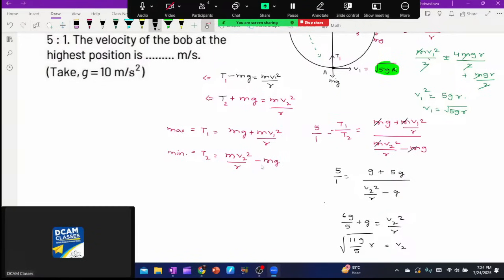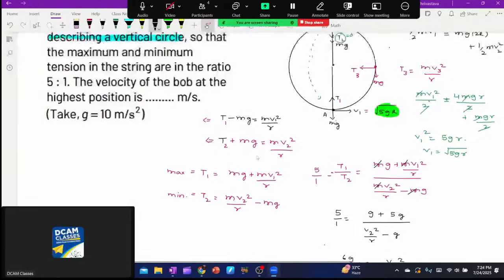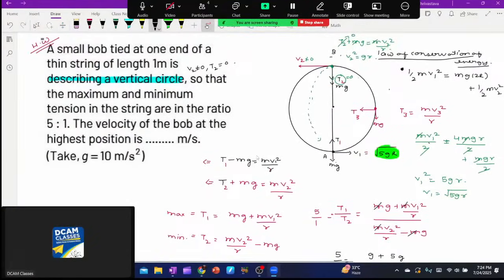Sir, if they're telling about a string attached of 1 meter length, wouldn't it be uniform circular motion? No. Vertical circular motion can never be uniform. It's not a uniform circular motion.